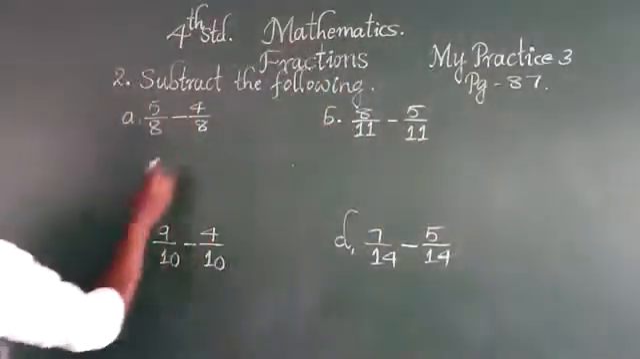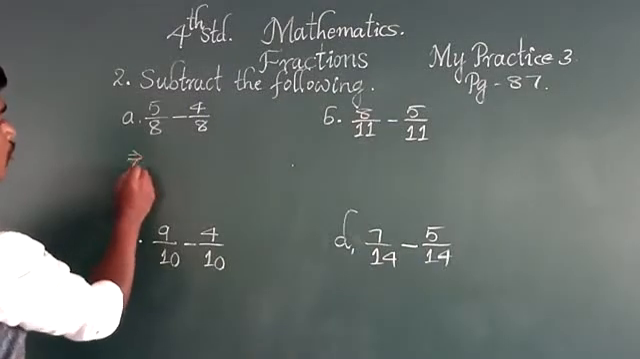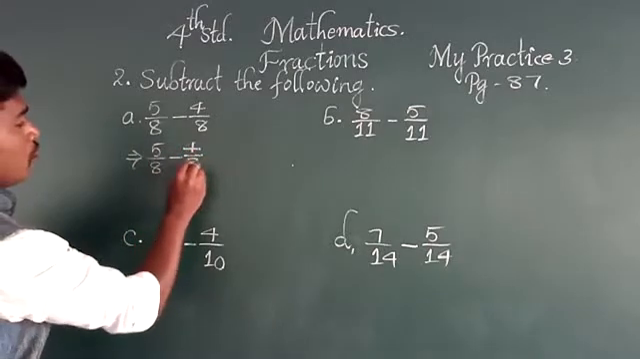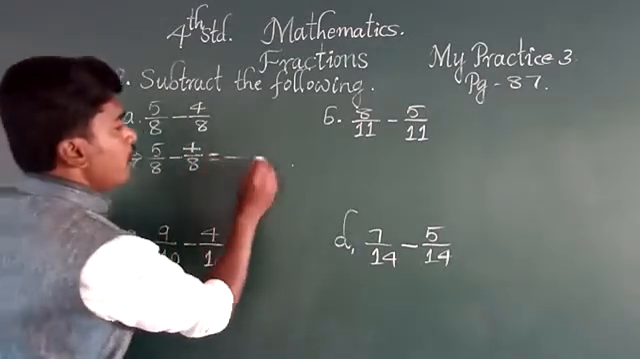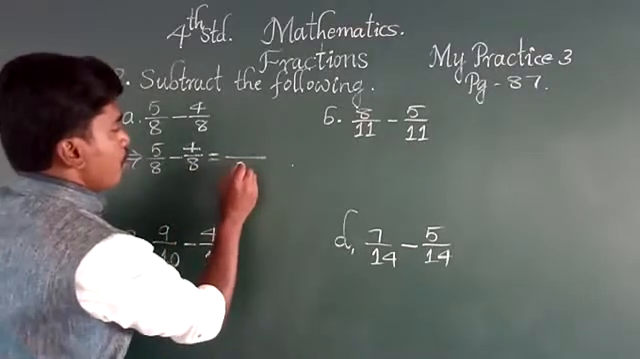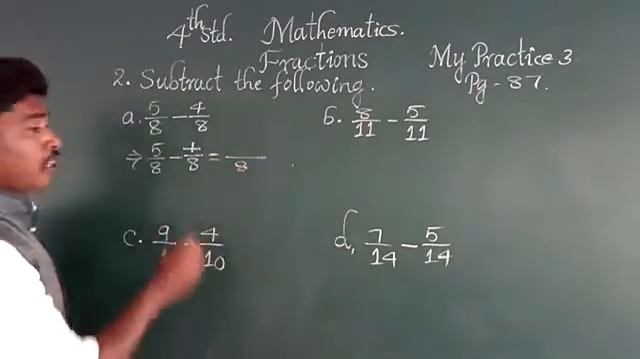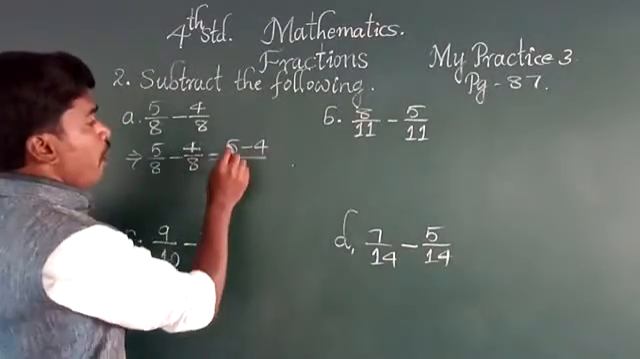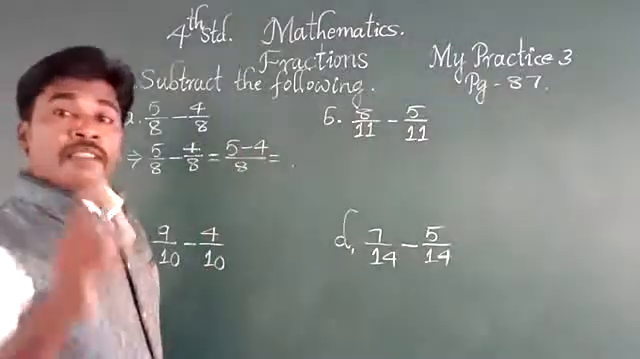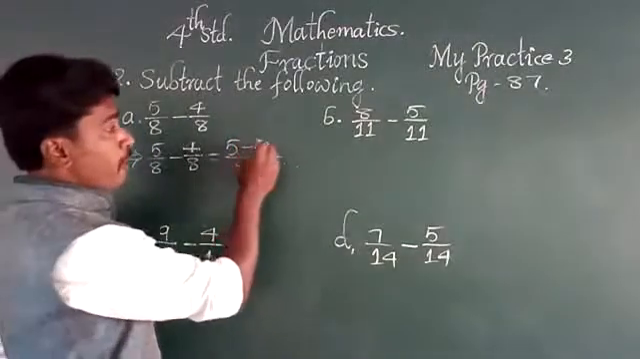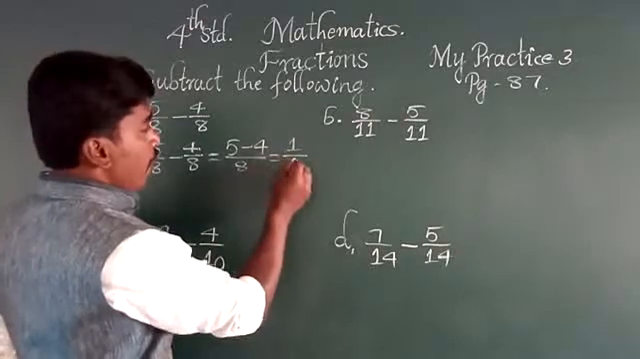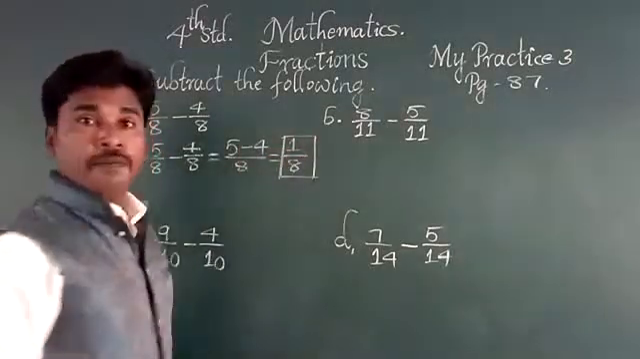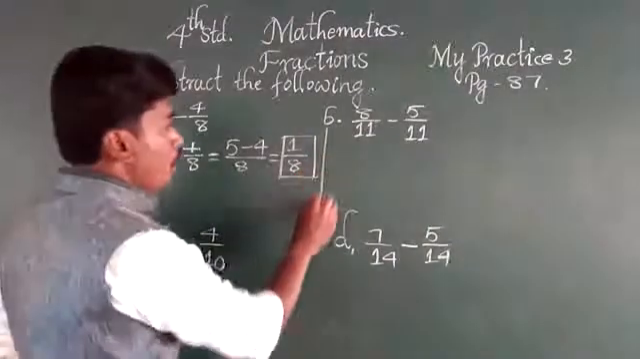Observe here. Write it once again. The question is 5 by 8 minus 4 by 8. So what is the common denominator? The denominator will be 8. Common denominator is 8. Now subtract the numerators, 5 minus 4. 5 minus 4 is 1. 1 by 8, write the 8 as it is. What is the answer you got? You got 1 by 8. This is the answer.